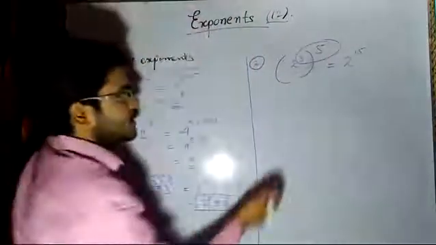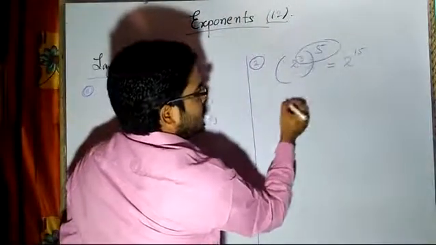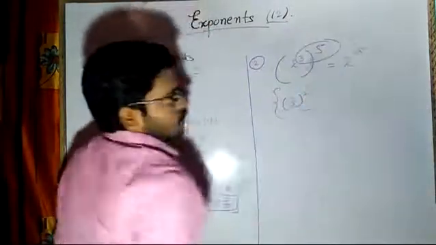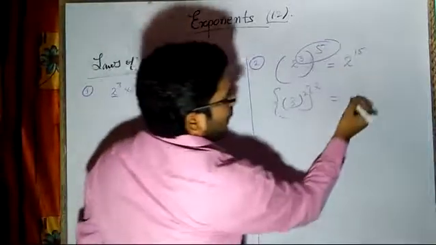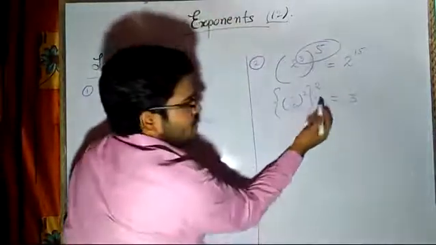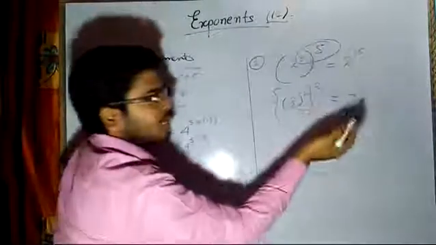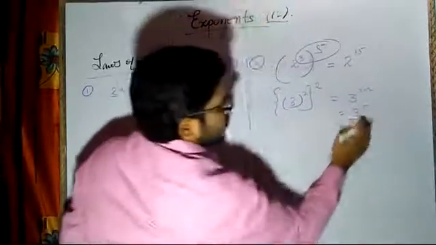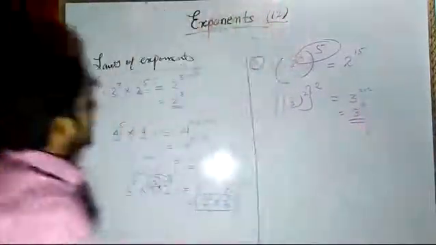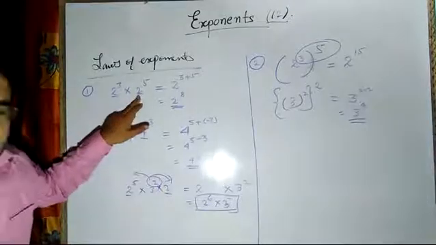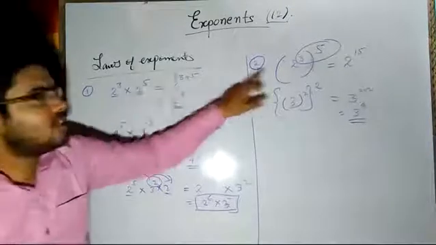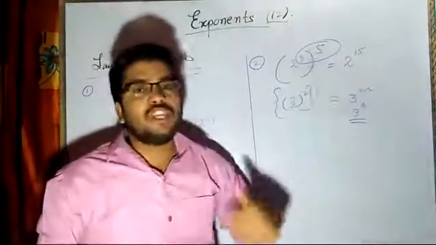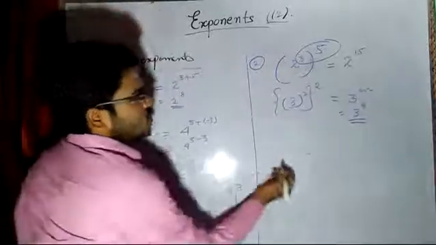That is 2 raised to power 15. If I have 3 raised to power 2, whole raised to power 2 once again, then the base is 3, and this power and this power will be multiplied. That means 2 into 2 will be equal to 4. So what is the difference here? When bases are the same, powers will be added. When there is one base and an exponent upon exponent is given, then their exponents will be multiplied. So this is law number 2.